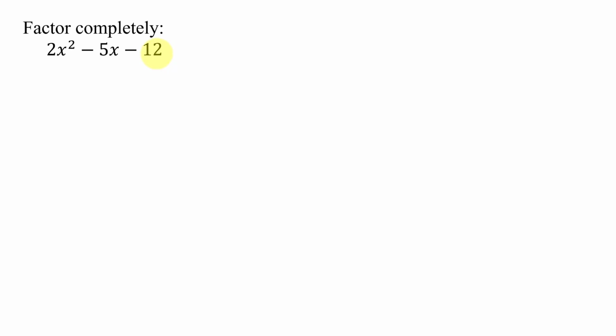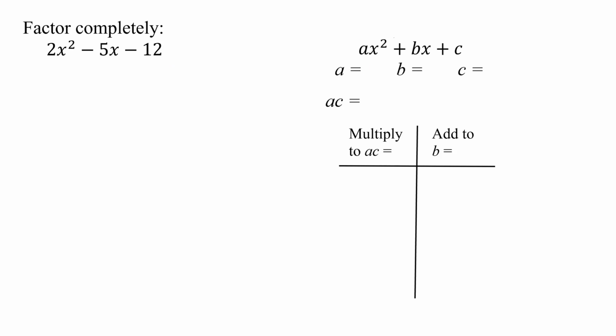So what I'm going to have to do is compare it to ax squared plus bx plus c. A is the coefficient of the x squared term, it is 2. B is the coefficient of the x, it is negative 5. C is the constant term of negative 12.